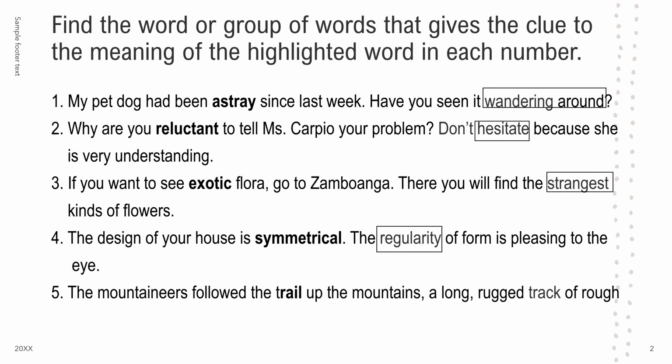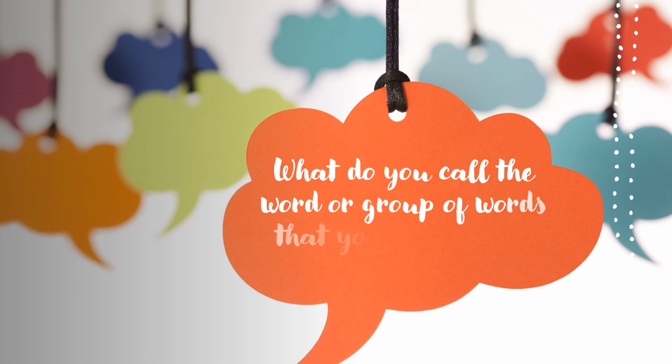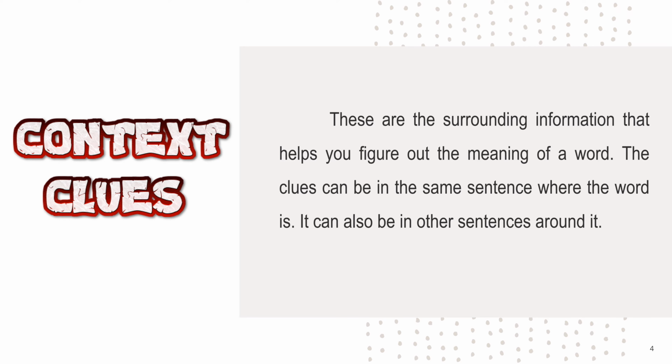Last number. The mountaineers followed the trail up the mountains along rugged track of rough land. What do you think is the meaning of trail? That is correct. It's a track. Now, what do you call the word or group of words that you identified? Yes, those are context clues.